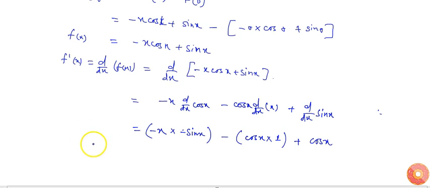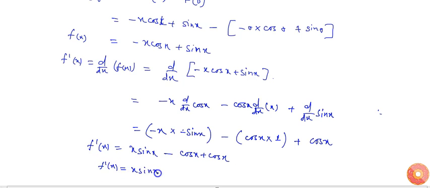So I'll get f dash x equals x sin x minus cos x plus cos x. So it will be f dash x equals x sin x. So this will be our final answer.